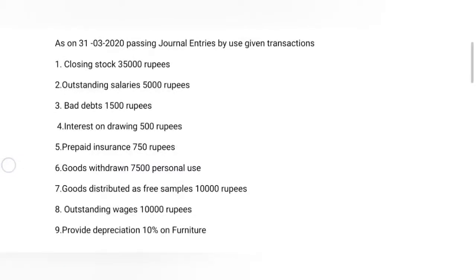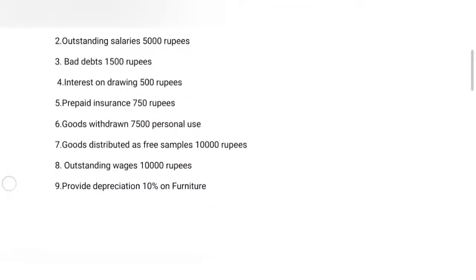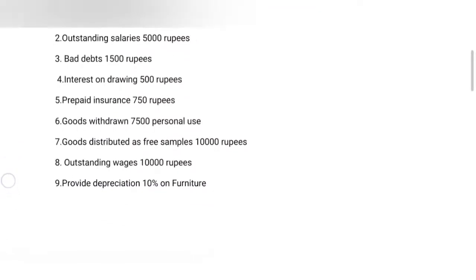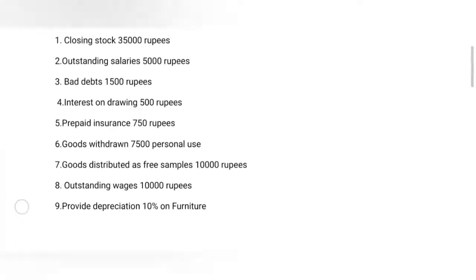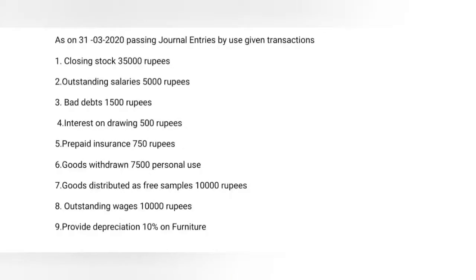7,500 rupees for personal use. Now coming to the seventh one, goods distributed as free samples 10,000 rupees, whereas the eighth one, outstanding wages 10,000 rupees. Then the last one, the ninth one, provide depreciation 10% on furniture. The above all transactions are related to adjustment entries.